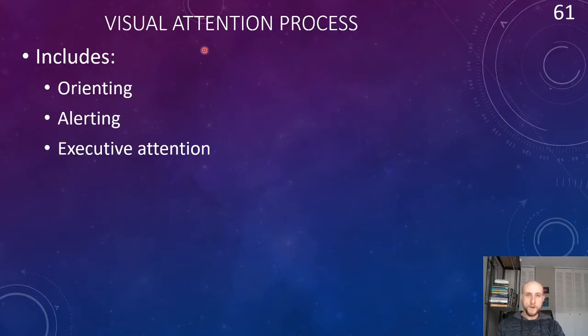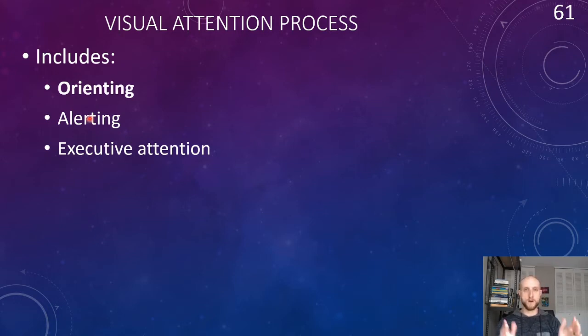So what goes into this visual attention process? We're going to go over each one of these different processes in turn. The first one is orienting. The second one is alerting, and the third is executive attention. I don't really want to give a small summary because we're going to jump into each one of them. So let's jump right into orienting.